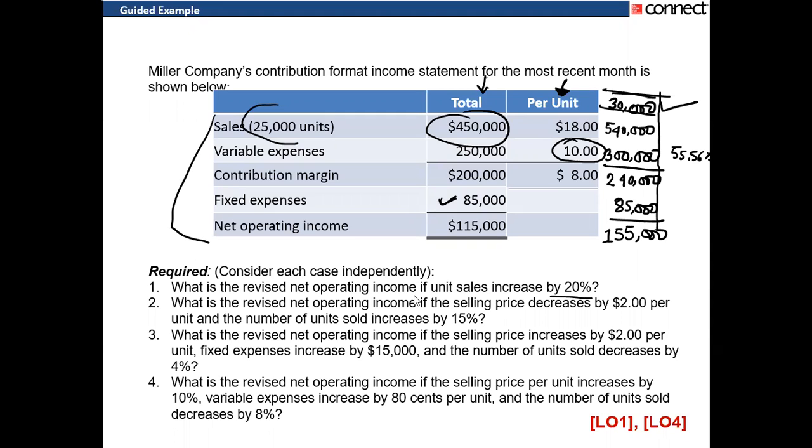Okay. Now, requirement 2. What is the revised net operating income if, let me write the numbers here, that what we have got. We have got it is 155,000. Okay, number 2. What is the revised net operating income if the selling price decreases by $2 per unit and the number of units sold increases by 15%?